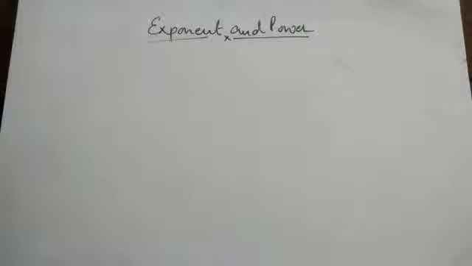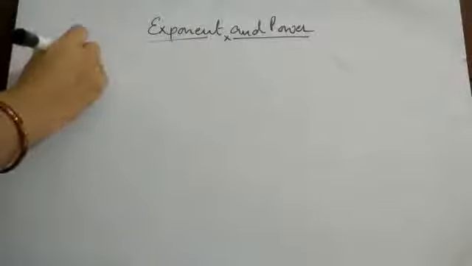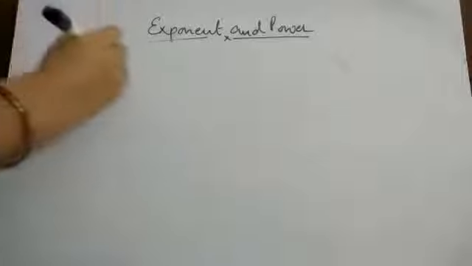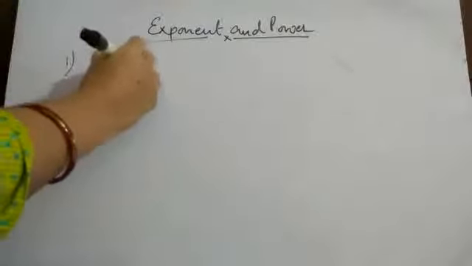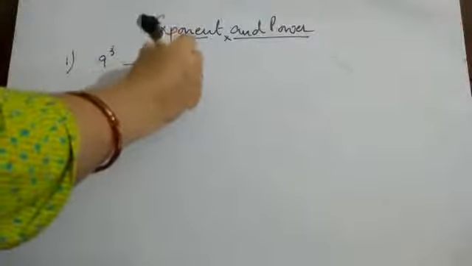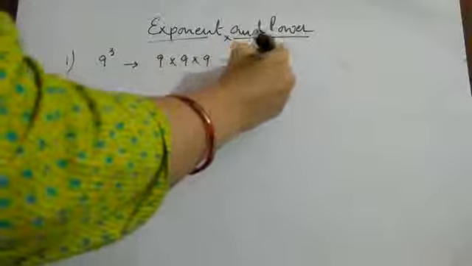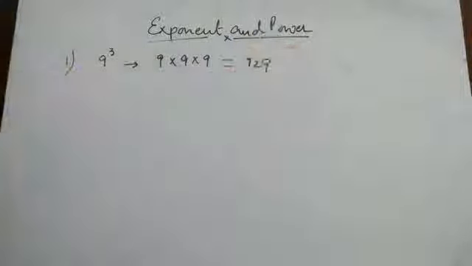Now let us solve the related problems. Okay, children, let us take certain examples. Suppose you have to find the value of 9 to the power 3. That means you have to multiply 9 by itself how many times? 3 times. Now 9 nines are 81, 9 times 81 is 729, is the answer.